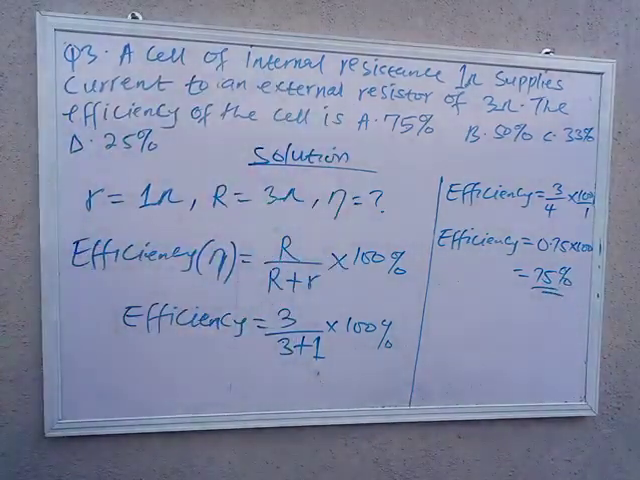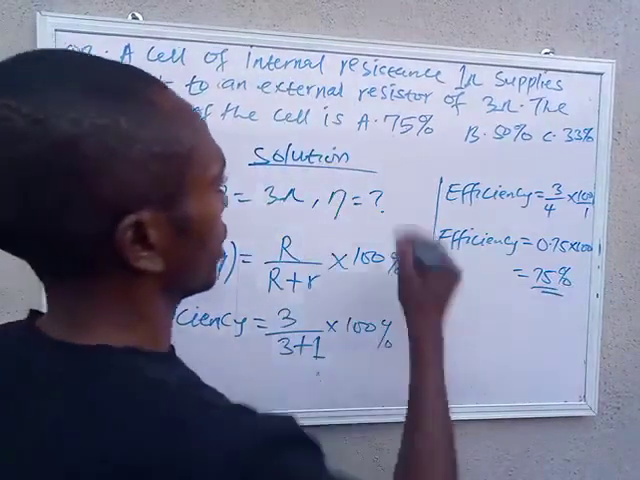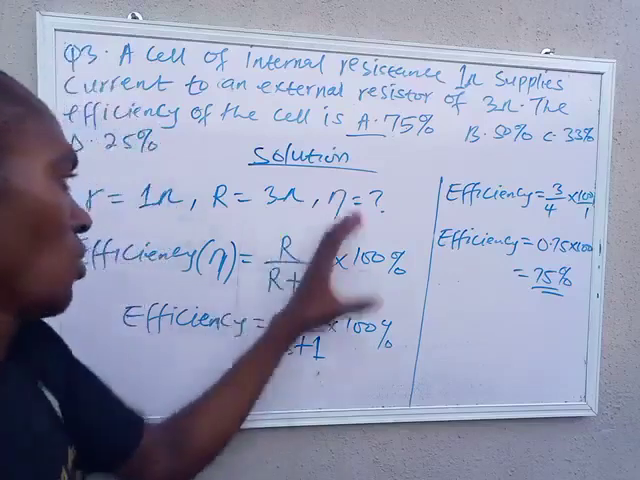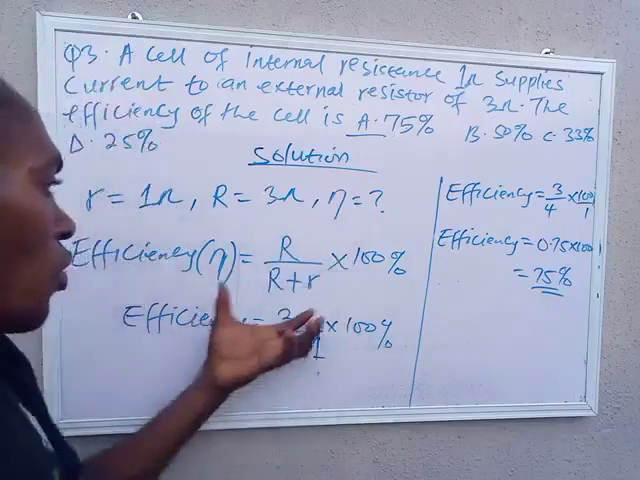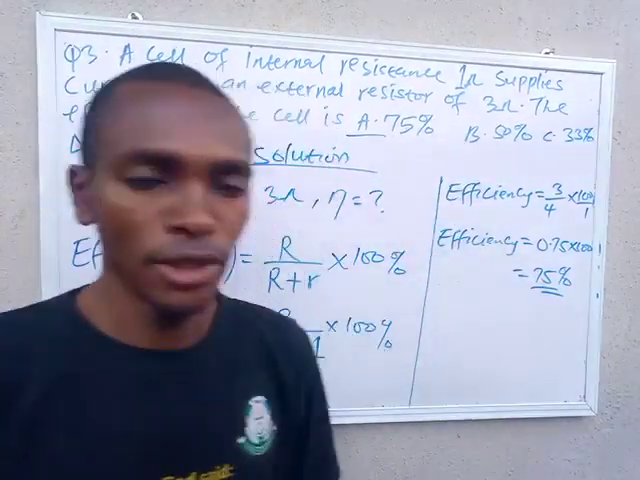So this is the answer to this question. So the option that is correct is A. Option A is the right option. So don't forget, this is a relationship we're supposed to use for efficiency, for this question in particular.